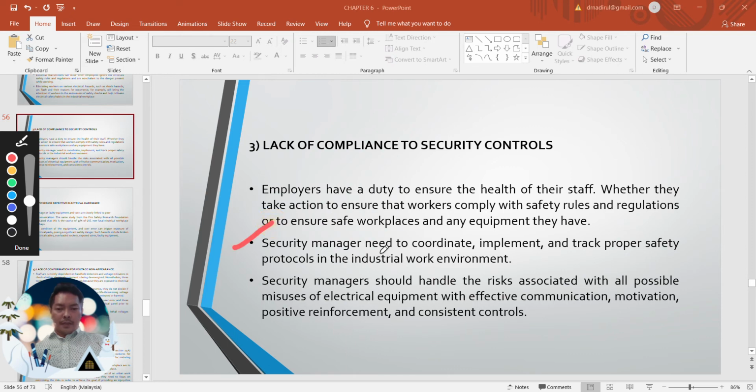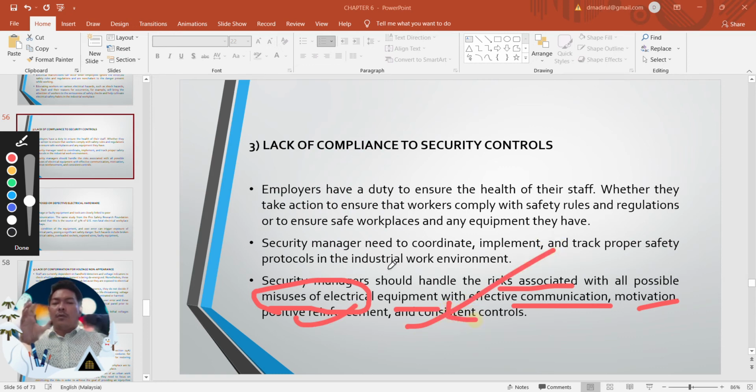Security managers need to coordinate, implement and track proper safety protocol in the industrial work environment. Security managers should handle the risk associated with all possible misuse of electrical equipment with effective communication, motivation, positive reinforcement, and also consistent control.